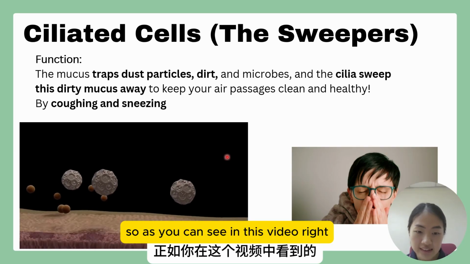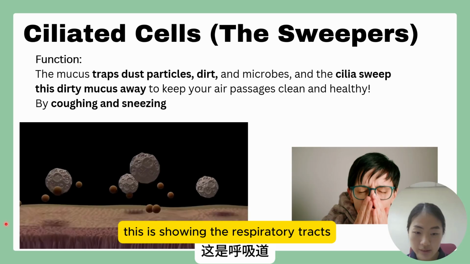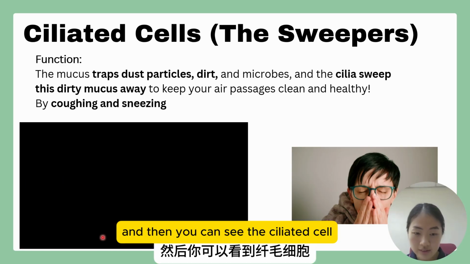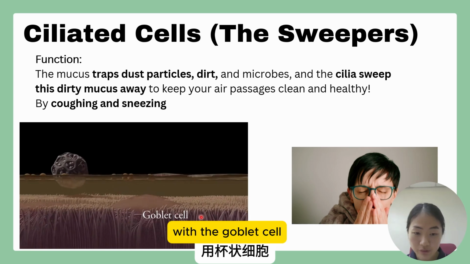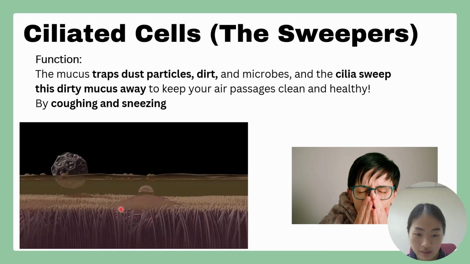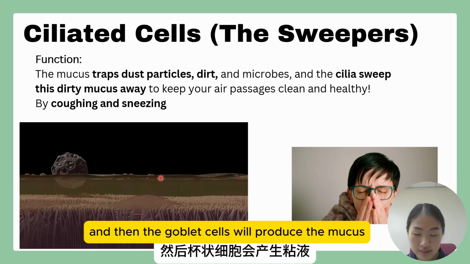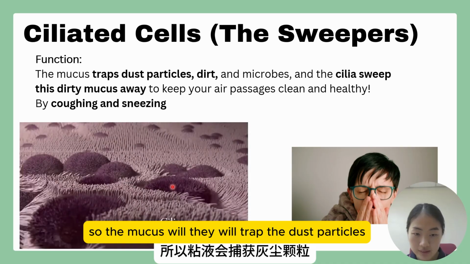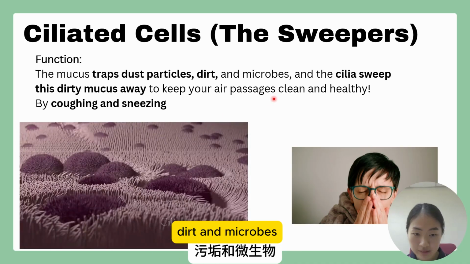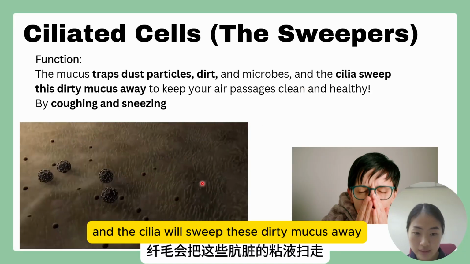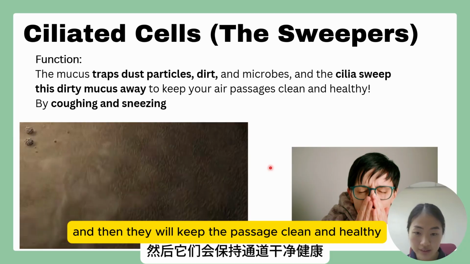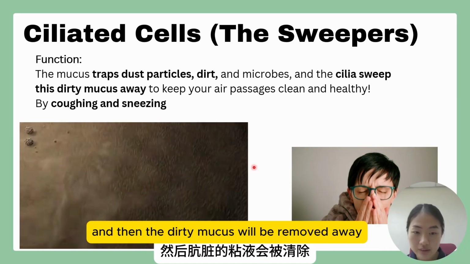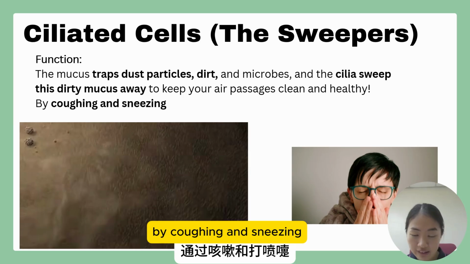As you can see in this video, this is showing the respiratory tract, and you can see the ciliated cells lining along the respiratory tract with the goblet cells. The goblet cell will produce the mucus. The mucus will trap the dust particles, dirt and microbes, and the cilia will sweep this dirty mucus away. They keep the passage clean and healthy, and then the dirty mucus will be removed by coughing and sneezing.